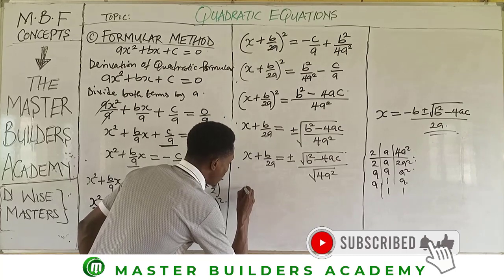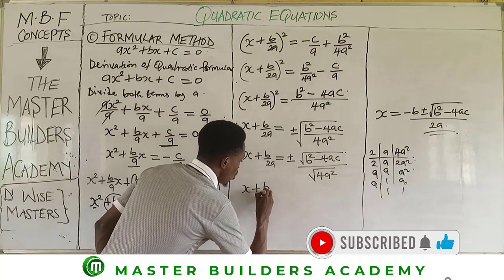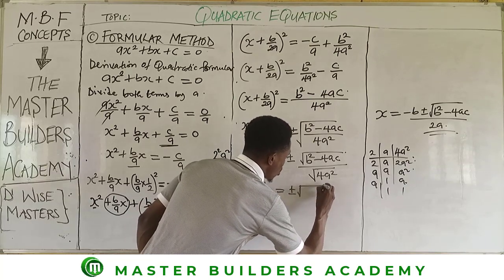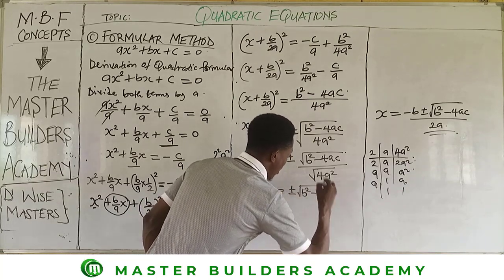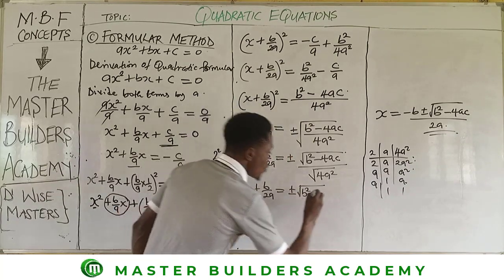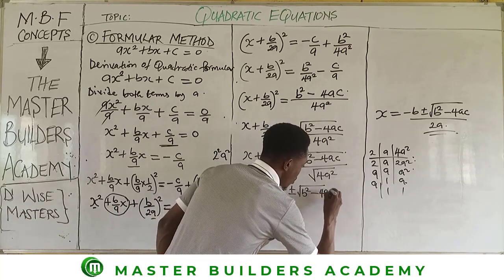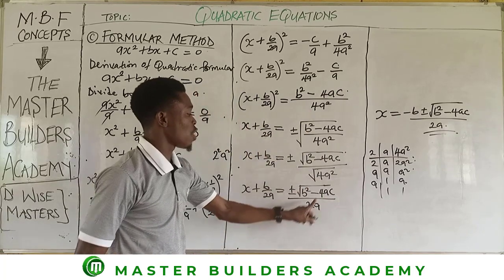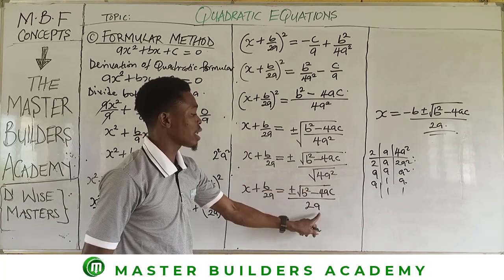Therefore, we have that x plus b over 2a is equal to plus or minus the square root of b squared minus 4ac all over 2a. The square root of 4 is 2. The square root of a squared is a.